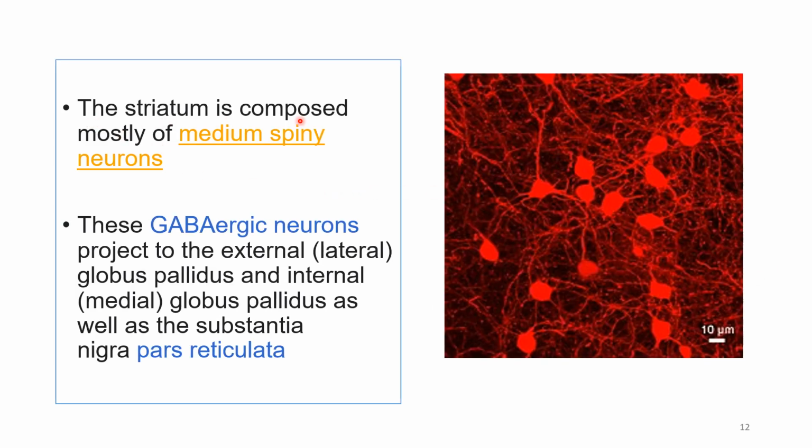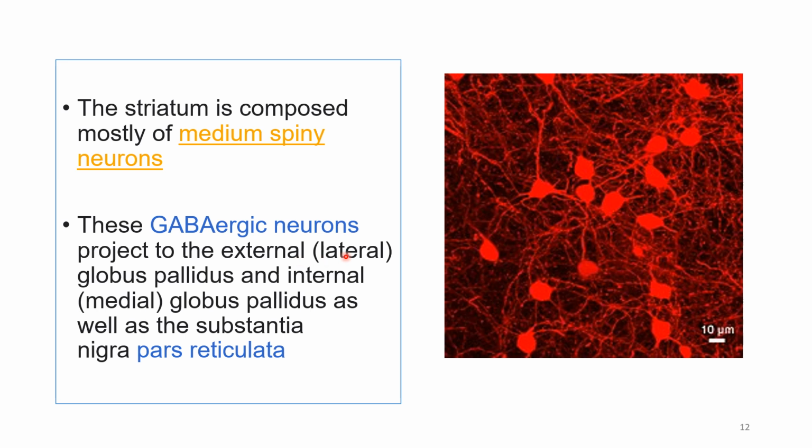The striatum is composed mostly of medium spiny neurons. These are the medium spiny neurons. So what does striatum mean? We are talking about neostriatum, or striatum. It has dorsal and ventral striatum, as you already know. So here it is composed of medium spiny neurons.